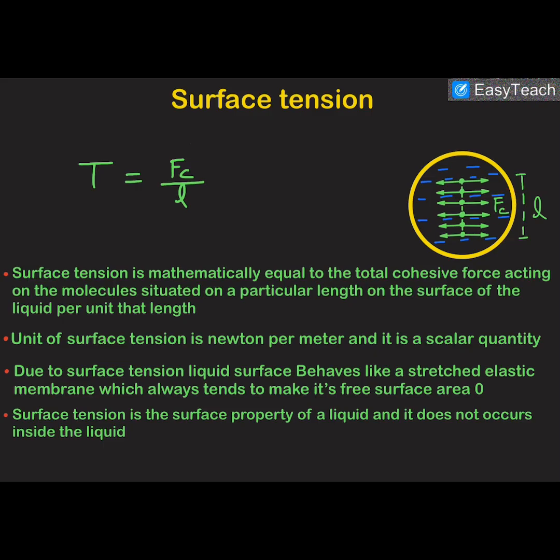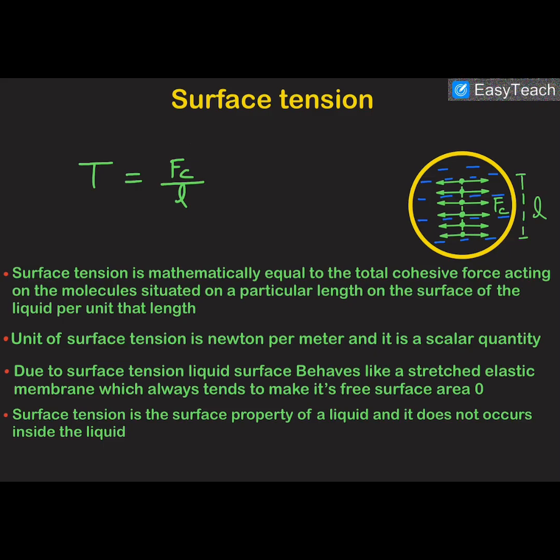And this force per unit length is called surface tension. So this is the numerical value of surface tension, and numerically surface tension is force per unit length, and hence its unit will be Newton per meter.